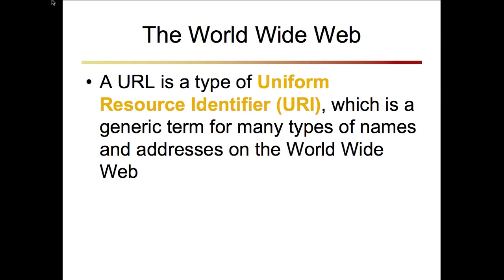A URL is a type of uniform resource identifier. It's a generic term for the many types of names and addresses on the internet. As an example, we have URLs that go to .edus, .coms, .orgs. We have different branching. I'm not going to bore you in this class with URL and IP addressing. If you take a networking course, you'll get IP addressing schemes.